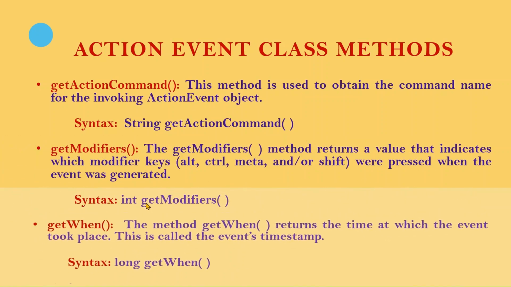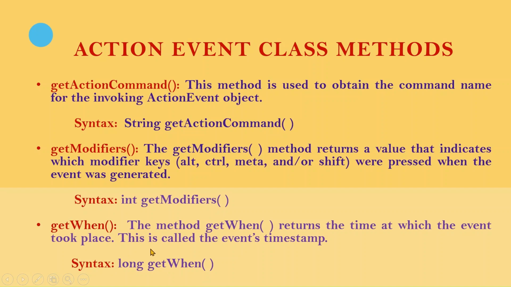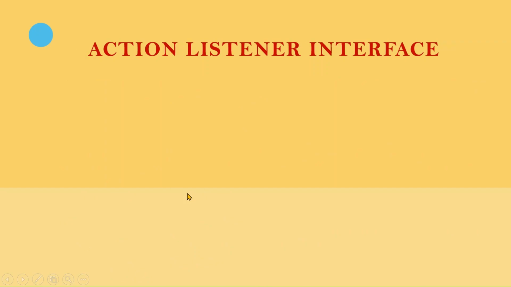Now, if you want to know the time when that event has occurred, we can go for the getWhen method. The getWhen method returns the time at which the event took place. This is called the event's timestamp, where a date and time combination will be there. So by using the getWhen method, it will return a long type value. So these are a few methods.